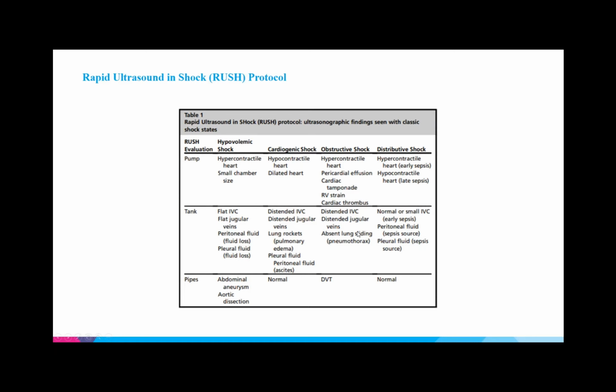If the patient has an absence of lung sliding, that makes you worry about a pneumothorax. And then for the pipes, the arteries and veins, the main thing you're going to be looking for is aneurysm of the aorta, dissection of the aorta, or the presence of DVTs. So it's just a quick protocol.